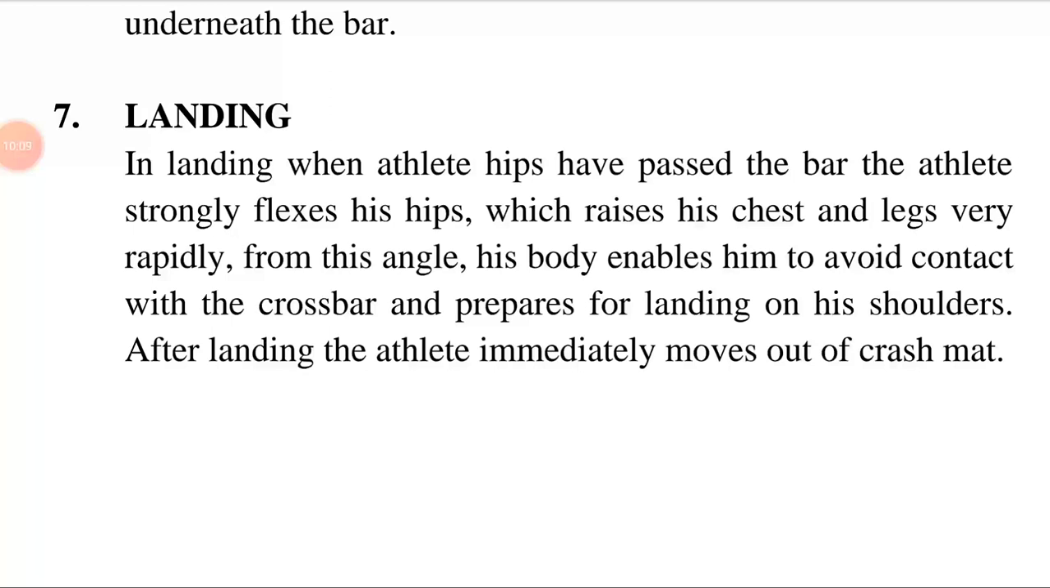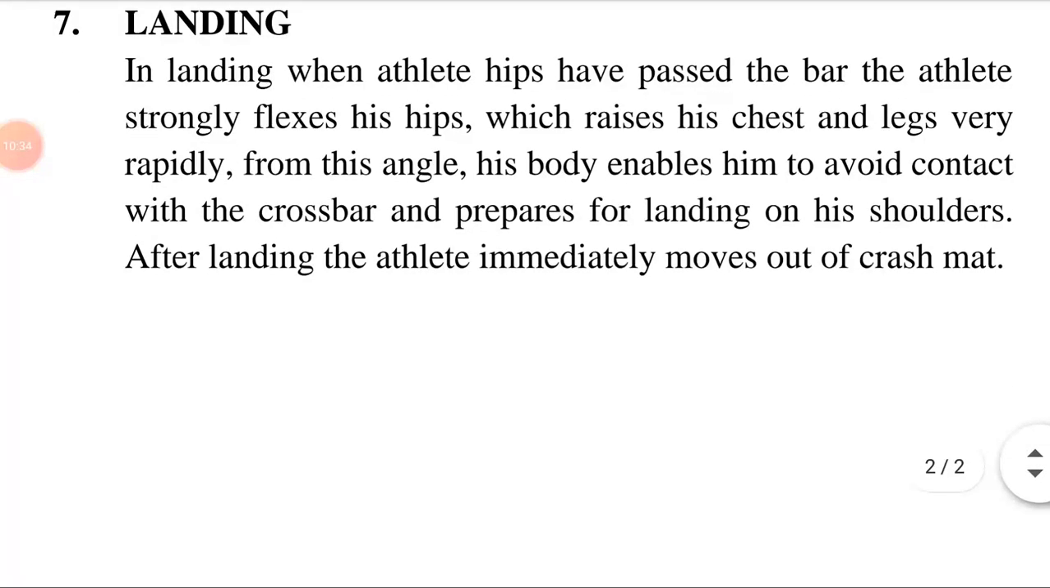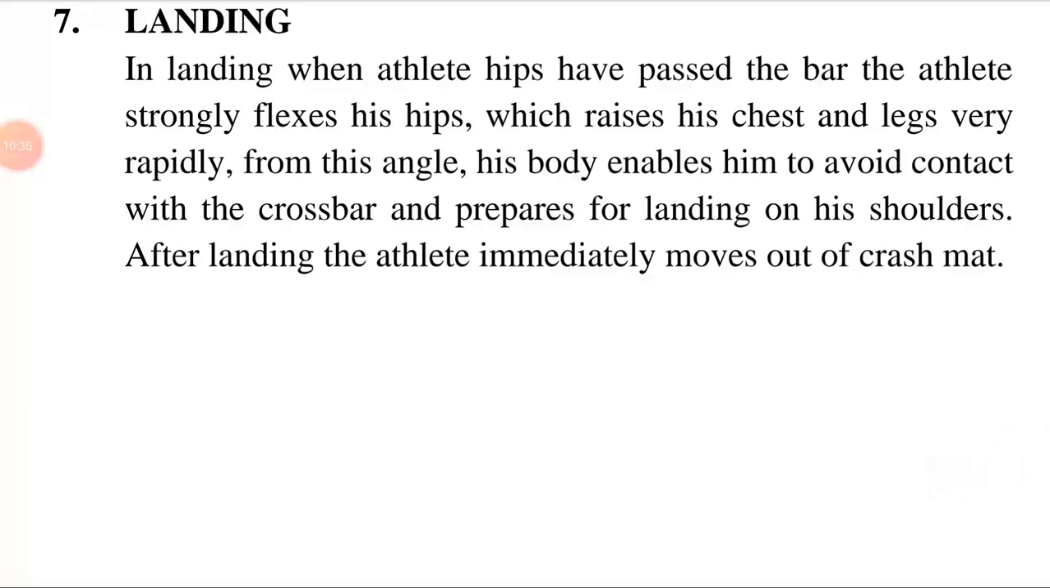Means as soon as the high jumper crosses the bar, he powerfully bends his hips, and his chest and legs are quickly raised from the level. The athlete tries his best for his body not to touch the crossbar and gets ready for landing on the crash mat on his shoulders. After landing, the athlete immediately moves out of the crash mat. Means at once the high jumper lands on the crash mat, he comes out of it.